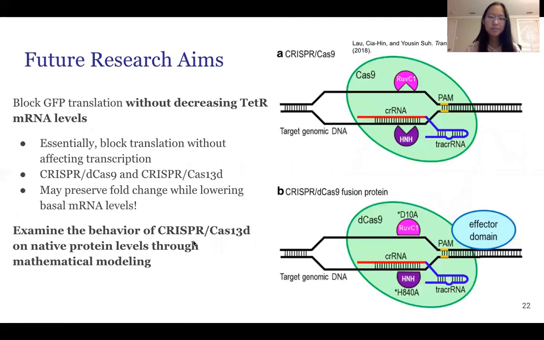All right, and finally, our future research aims. In the research here, we used miRNA to degrade the mRNA, meaning that we essentially block translation by affecting transcription. But in the future, we're looking to try blocking translation without affecting transcription. We want to try doing that using a CRISPR-Cas9 system or CRISPR-Cas13D. You can see here, the catalytic sites are removed in order to allow for that binding without affecting transcription. And we're hoping that this will preserve the fold change while lowering basal mRNA levels.